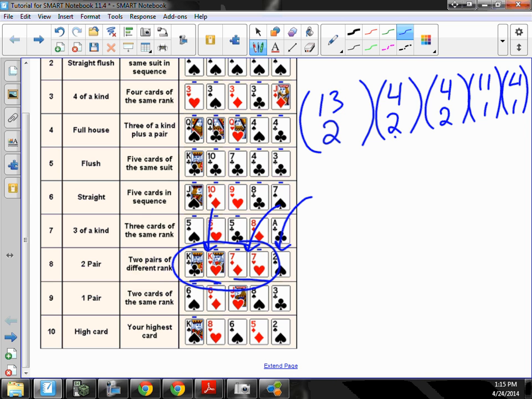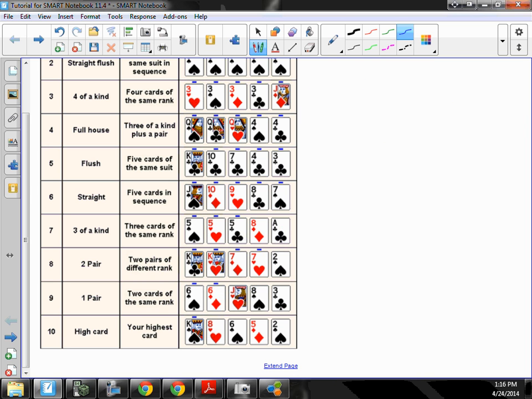Okay, I'm going to let you calculate that. We're running out of time. So, one pair. What do we know about one pair? We have a pair of 2s. What about the other 3 cards? Sorry, we have a pair of 6s. The other 3 cards can't be a 6 and can't be the same. So how many ways are there to choose this?